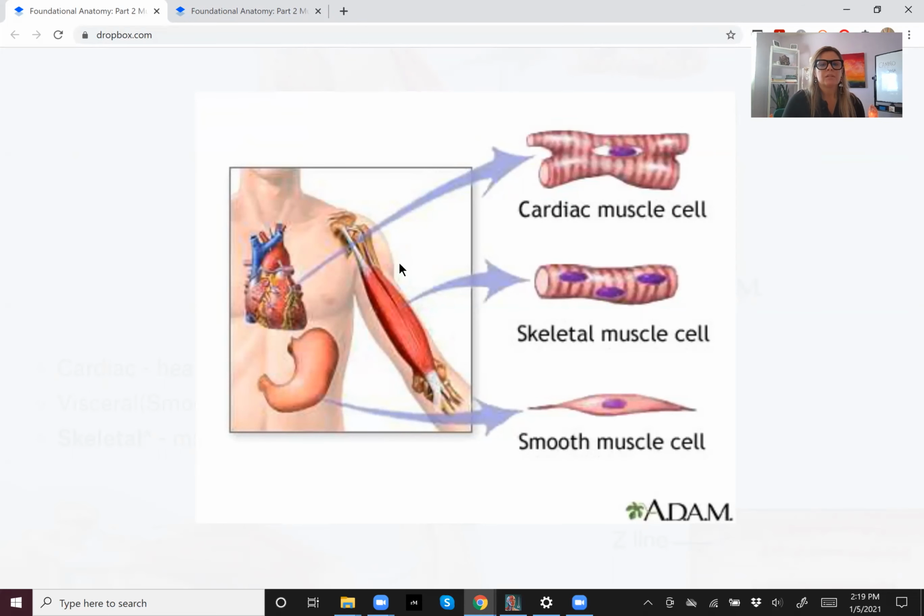So cardiac muscle, heart. Skeletal muscle, the one that we're going to be talking about, moves all of our limbs and is associated with our skeleton. And then smooth muscle, our organs and our blood vessels.